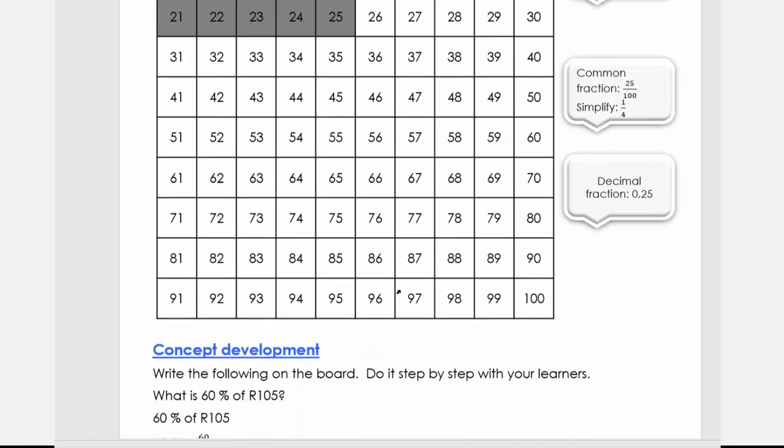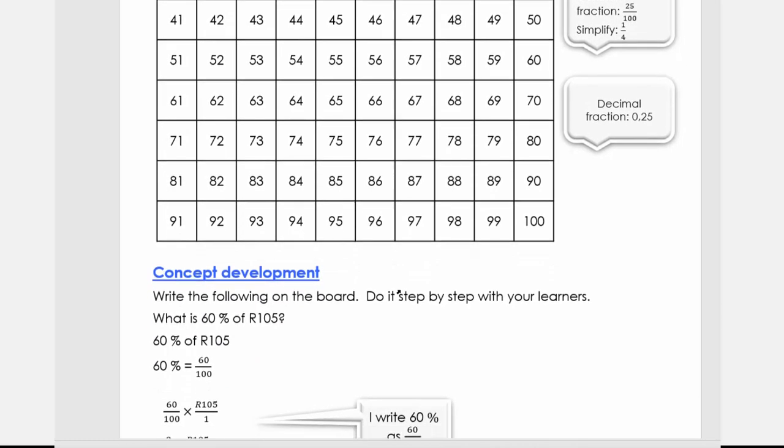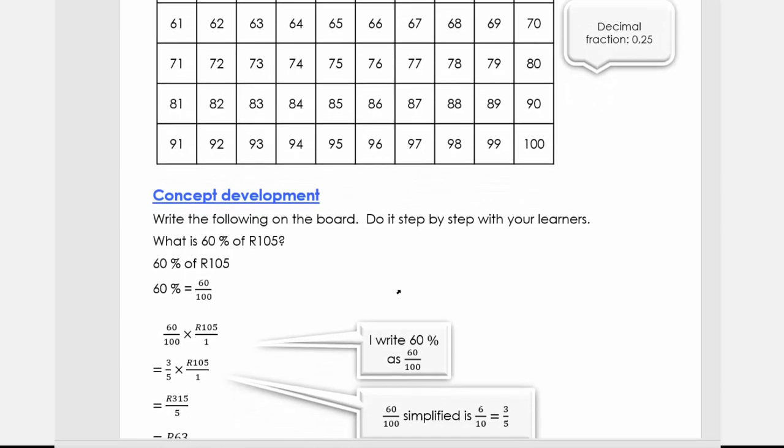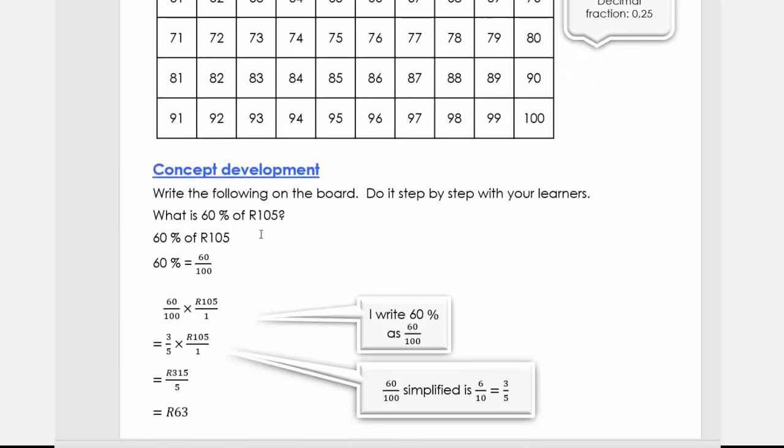Let's then start with the concept development. We're going to look at what is 60% of 105. In the previous lesson, we learned that of means we can multiply. So 60%, what did we learn from the introduction activity? That 60% means 60 hundredths. So the 60% becomes 60 hundredths multiplied by 105 over 1.